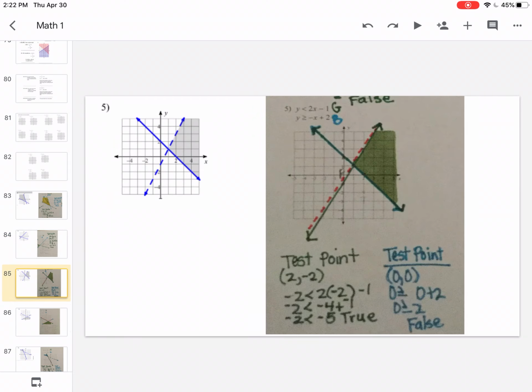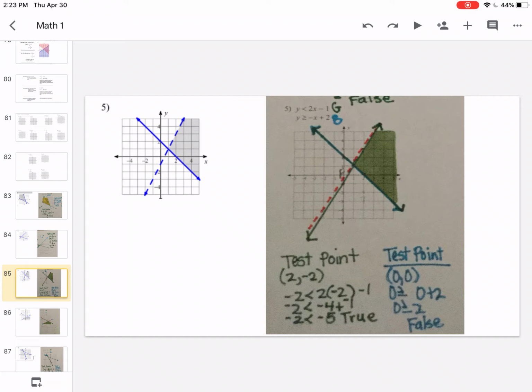Okay, so for the next one, you notice one of the lines is dashed, okay? And that's because it's just less than, it doesn't have the equal to, okay? So you're going to put your line in there, and then graph your other line, okay? Then do your test points.